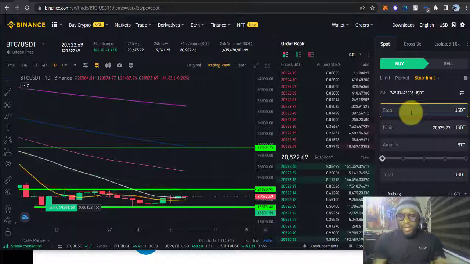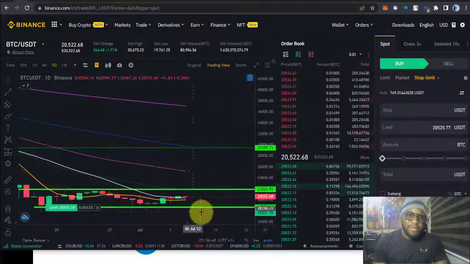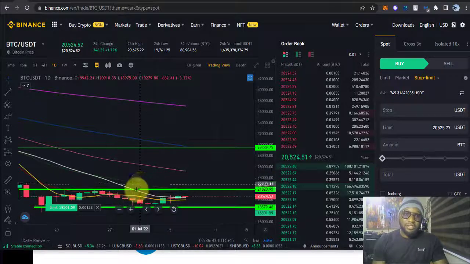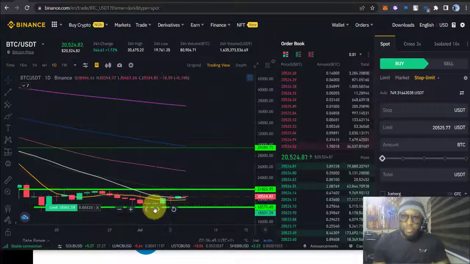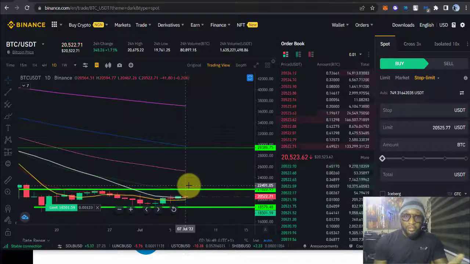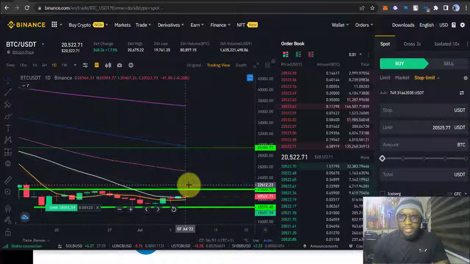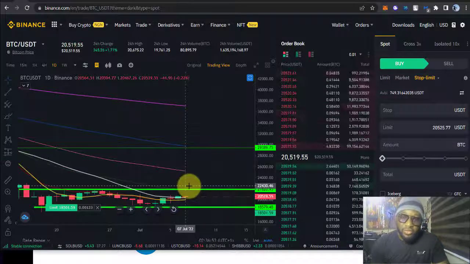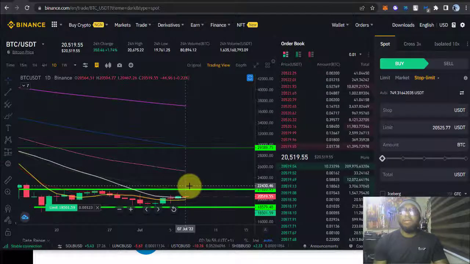This is actually how to buy a breakout. In case you are unable to buy the support, this is support, this is resistance, and you want to buy when it breaks out. So in case it breaks out, right? You want to buy Bitcoin when it breaks out. So I'm going to be placing my order at 20,500, right? That's what I'm going to say.